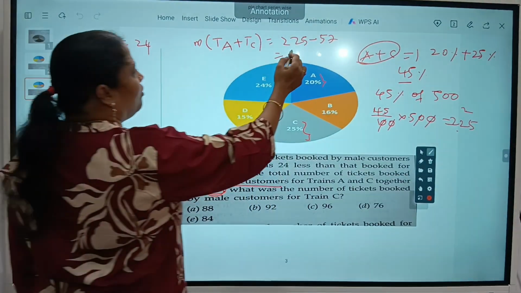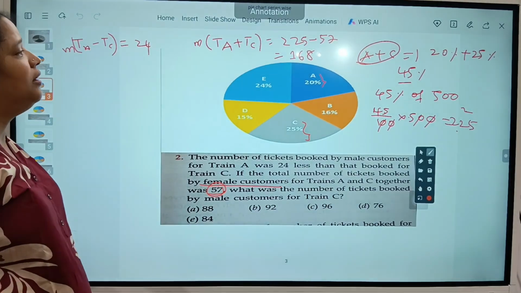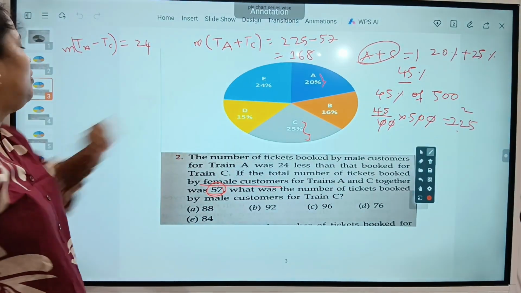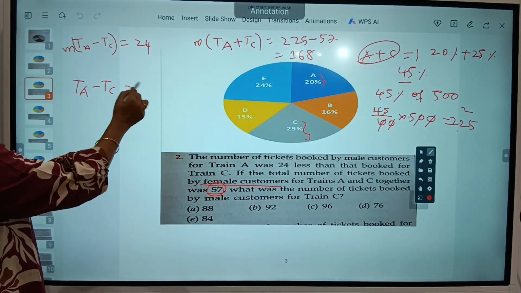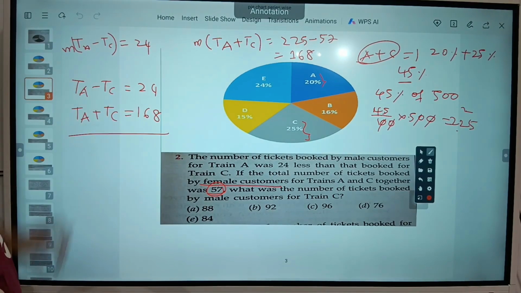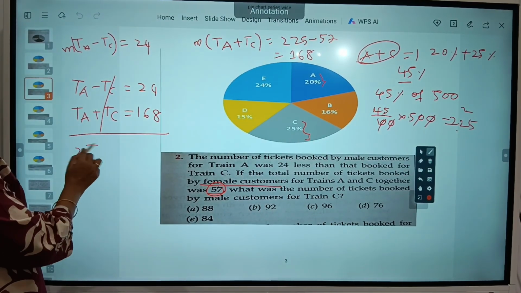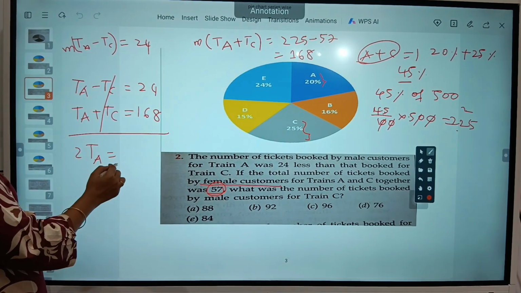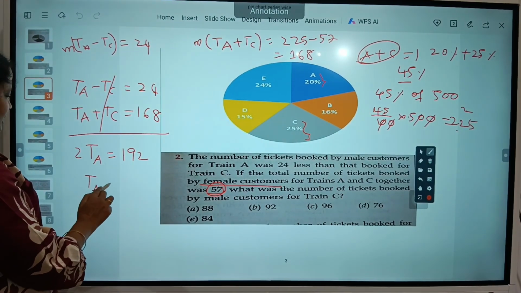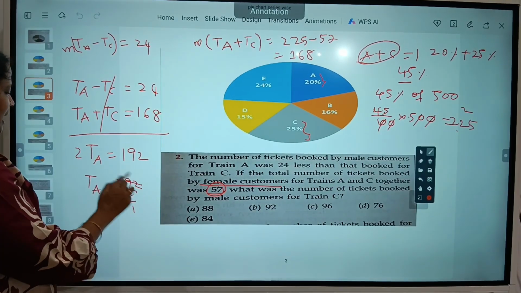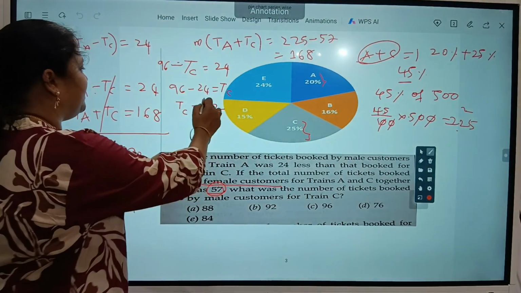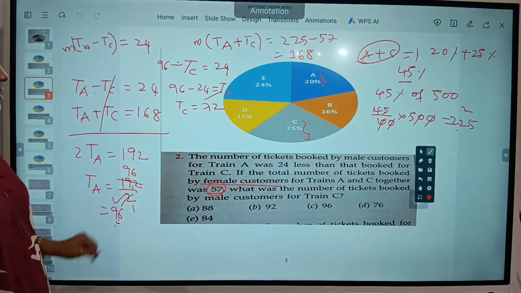It is nothing but 168. Now we have two equations, TA minus TC and TA plus TC, and we have to solve them. TA minus TC equals 24, and TA plus TC is equal to 168. Adding the two equations, TC will cancel out. 2TA is equal to 168 plus 24, which is 192. So TA is equal to 192 by 2, which is 96. So the total male customers in train C is 72, and the total male customers in train A is 96.